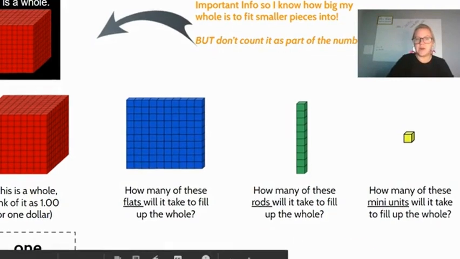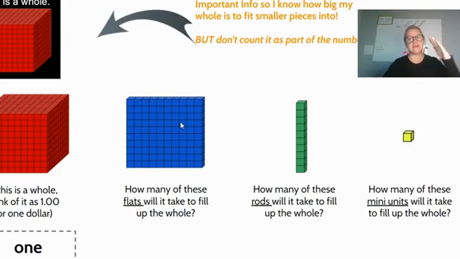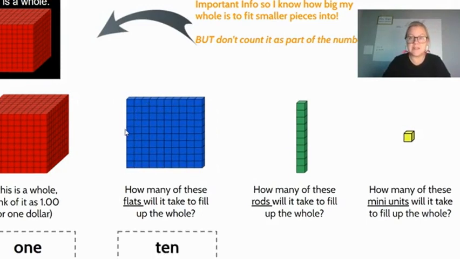So if the red cube is one whole, then look at this blue flat. How many of these flats do you think it will take to fill up the whole? Think of this as Legos or building blocks. If I take that flat, how many can I stack side by side to fill up this whole red cube? Any guesses? I'll give you a hint. There are 1,000 squares in this red cube, and there are 100 squares in this blue flat. That's right, it's going to take 10 flats to fill up that one whole cube.